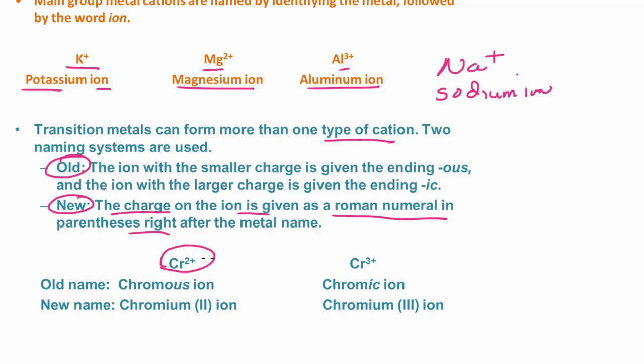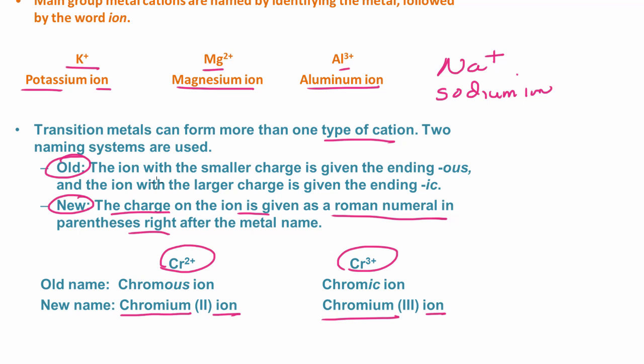So here we have chromium with a +2 charge. We would call that chromium. In parentheses, we put the Roman numeral 2 and add the word ion. Chromium 3 plus, that'd be chromium. In parentheses, put the Roman numeral 3 and then tack on the word ion.